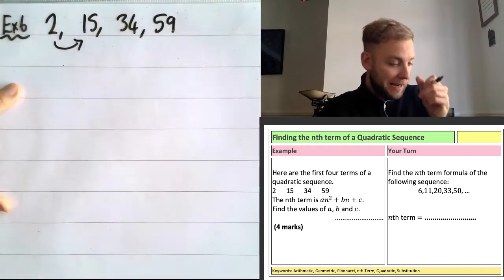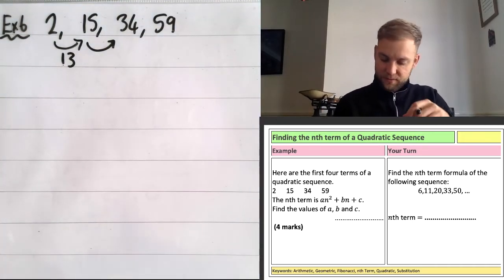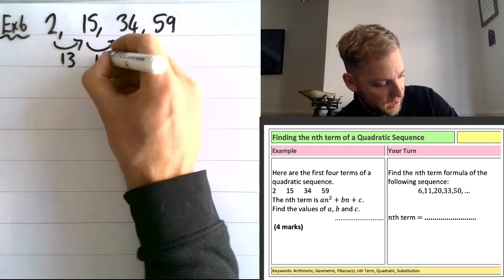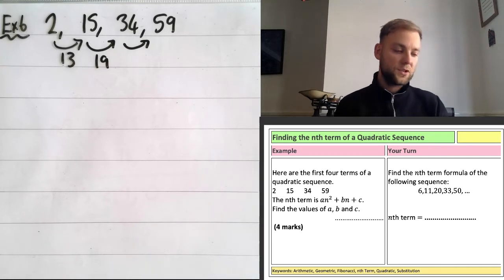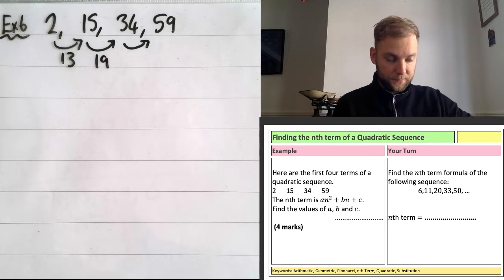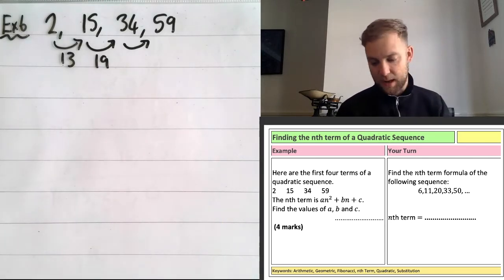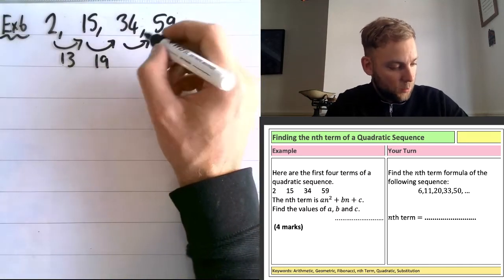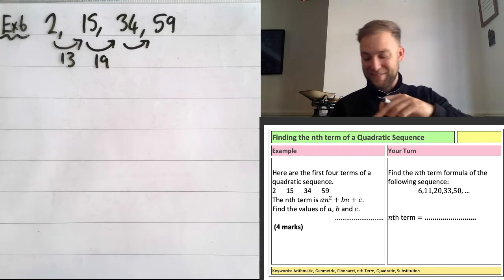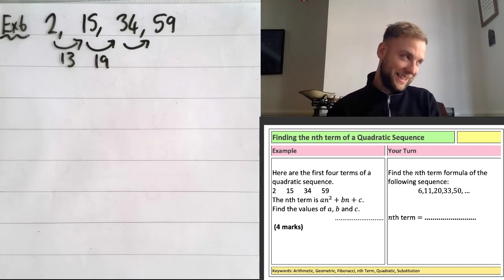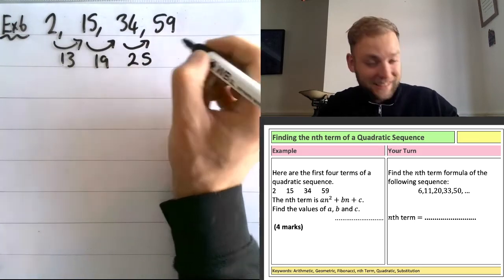From 2 to 15 is 13. From 15 to 34 is 19. 34 to 59 is, let's go up: 6 is to 40, another 10, so 16 to 50, and then another 9, so that is 25. Some terrible mental maths there.